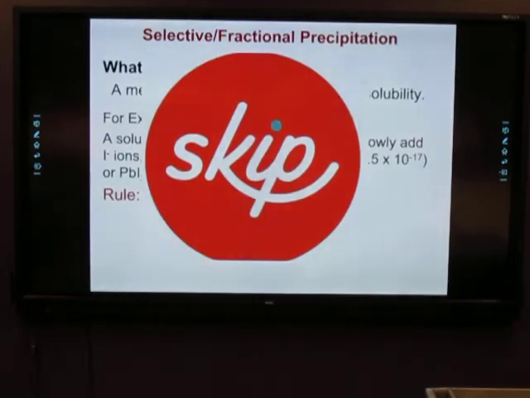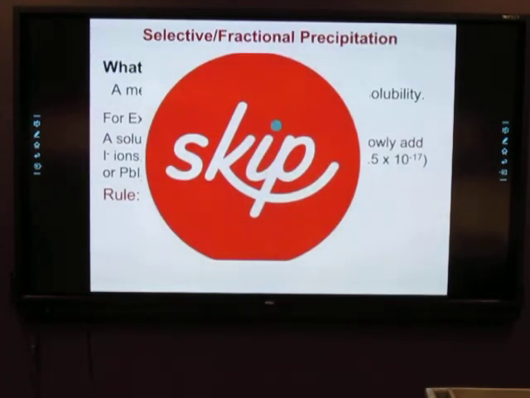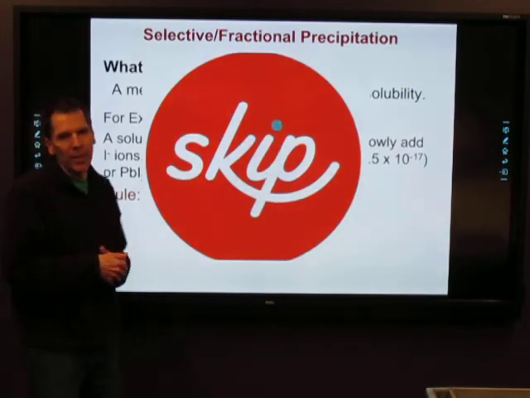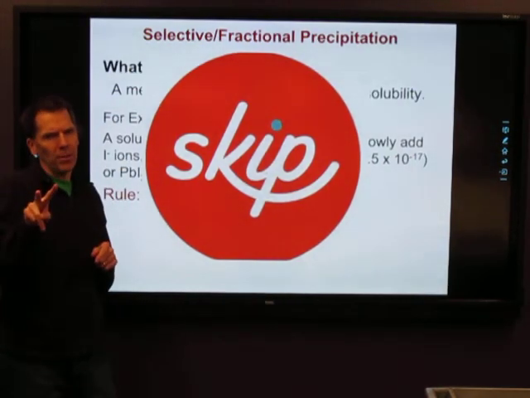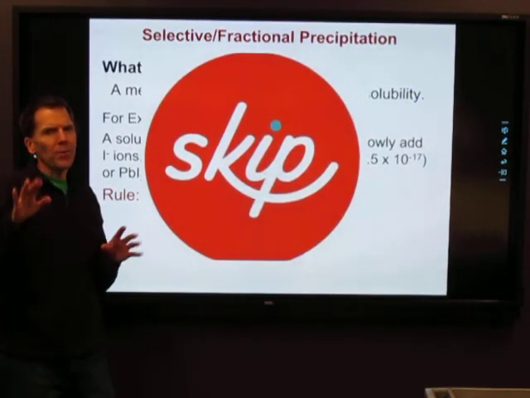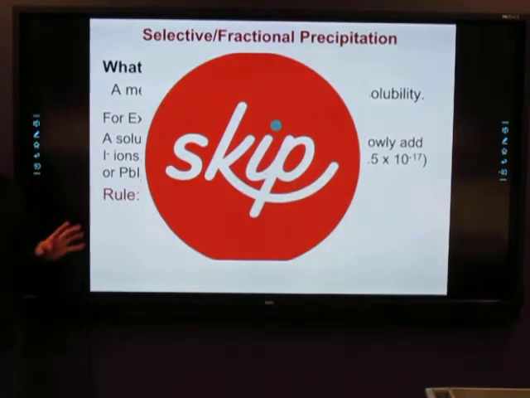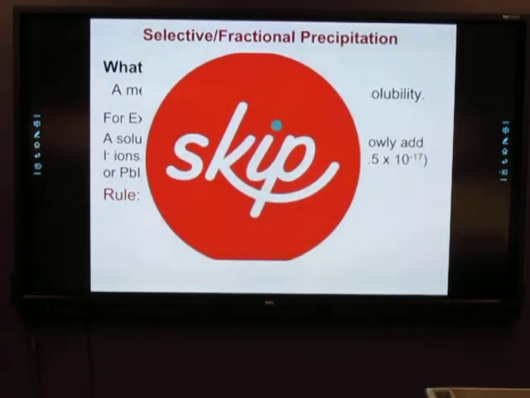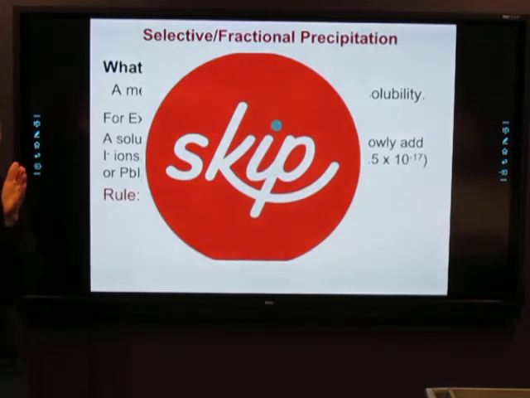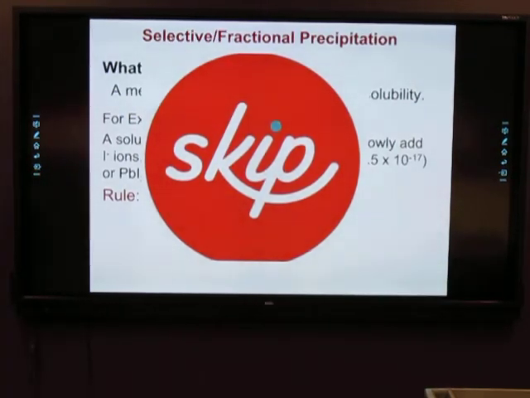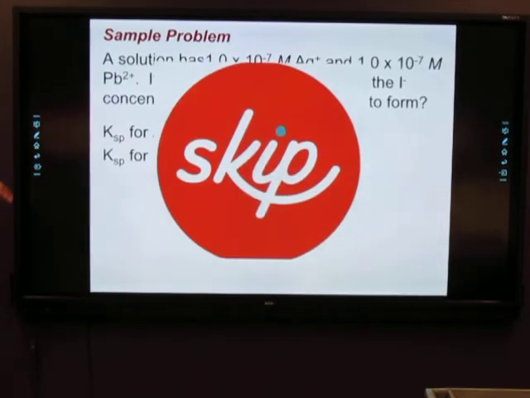And we're actually going to skip the material on selective or fractional precipitation. That's the next two boxes. And so that's it for the material in this portion on sections 16.5, 16.6. We're just doing part of 16 here. So we skip that, skip the next slide that says sample problem.